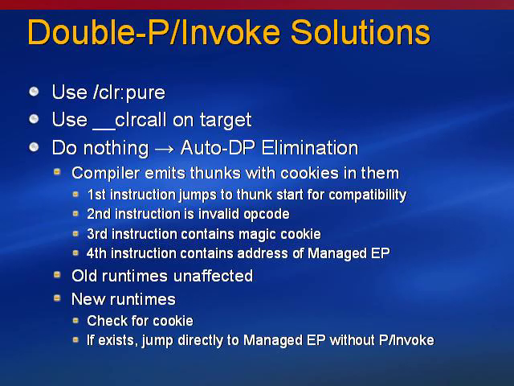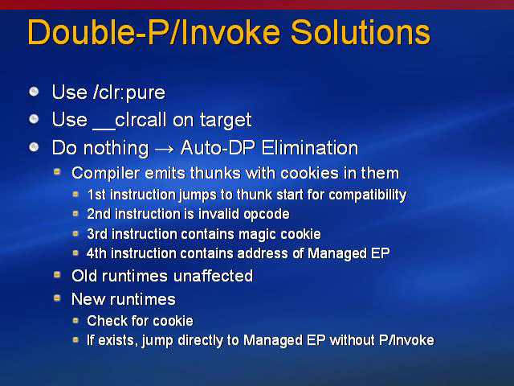The first solution is to use CLR Pure. CLR Pure removes all the native code constructs, so you don't even have that native entry point anymore. You know you're not going to have a native caller, so you can just go ahead and fill in your vtable slots and your function pointers with the managed entry point, and you're safe, and then you just get to do a direct call. The second way you can do it is to use the new CLR call keyword that we're adding. I'll discuss CLR call a little bit later, but for now you can just think of it as a directive that will allow you to put CLR Pure on a method-by-method basis.